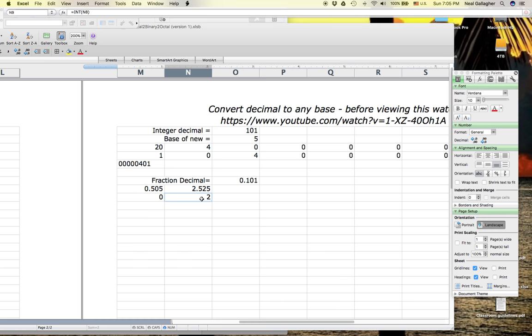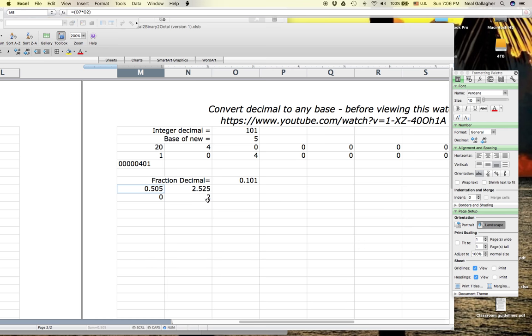Now the integer part is 2. So here, I just did what was in O2. Take the integer part 0. Now I multiply by 5 again. Take the integer part, which is 2.